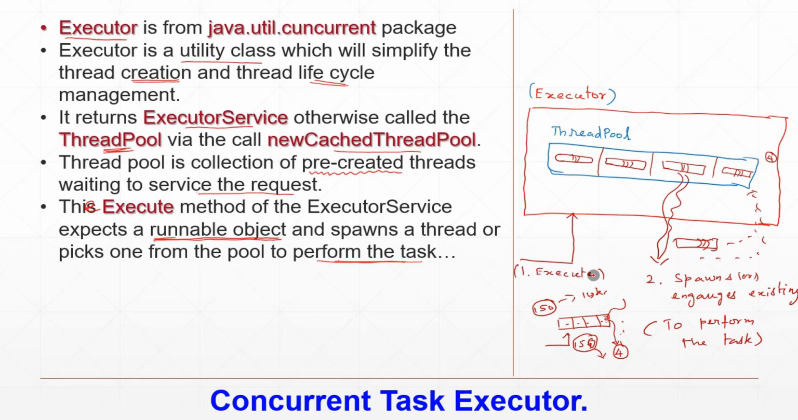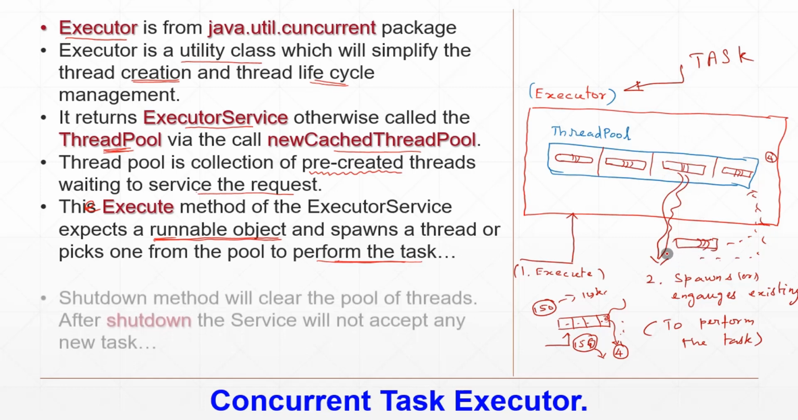So execute is one method that asks the executor service to execute a task. The task will be given to the executor service, and the executor service knows its internal thread pool and assigns this task to any freely available thread to service it, right?